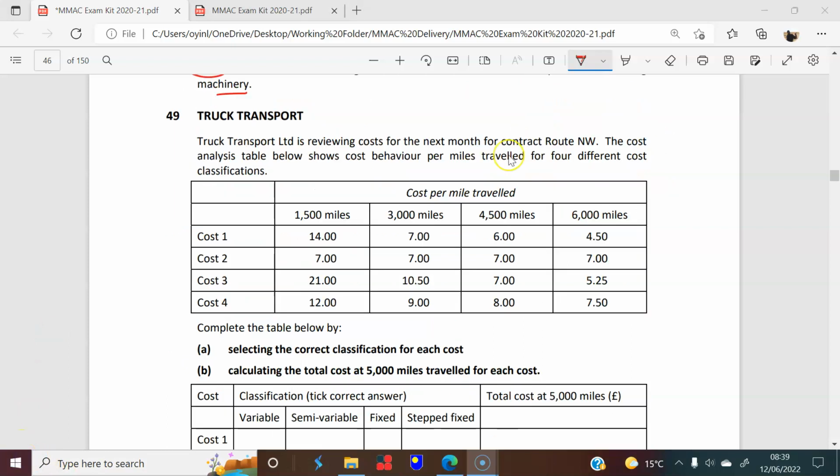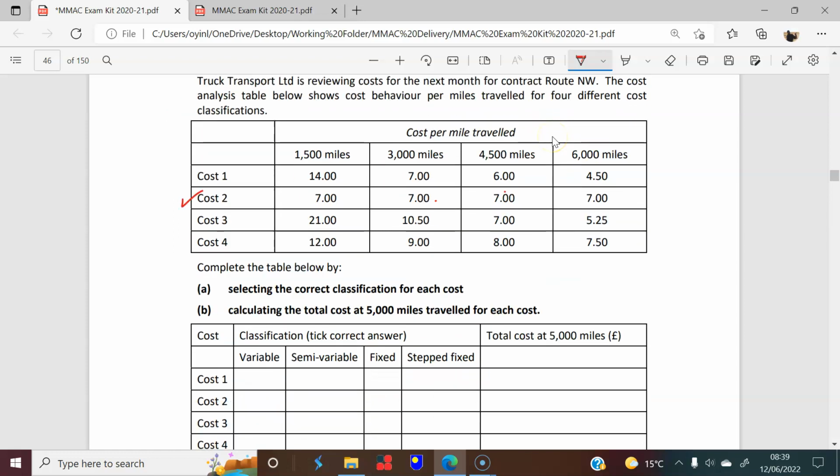Okay, let's jump into this. The best thing to do when you're doing this is to just find the totals. This one you can see straight away is just variable, because the cost per mile is £7, irrelevant of how many miles. It's just a variable cost. So we know that cost 2 is purely variable. We know the fixed costs, all of these will fall, as you can see, as you increase. We just need to understand what's taking place.